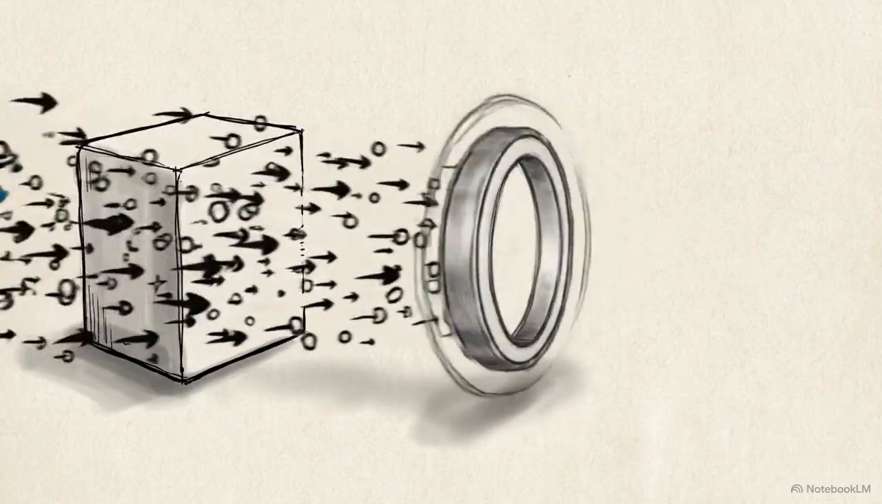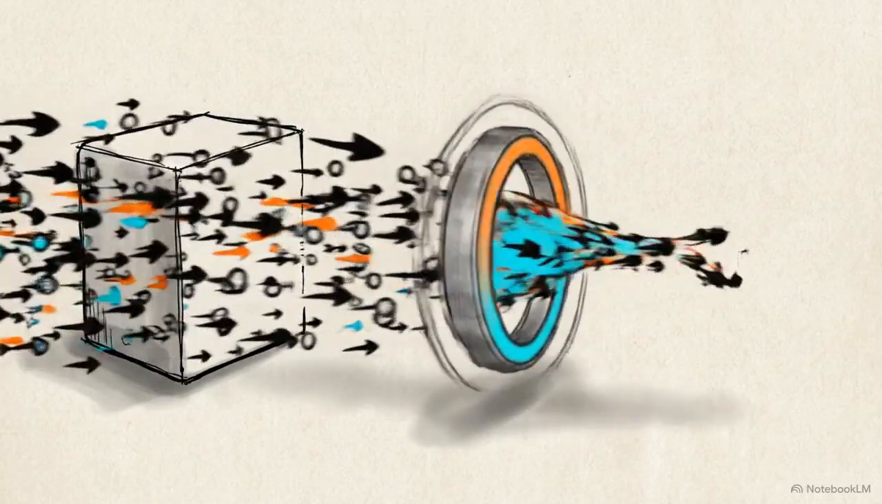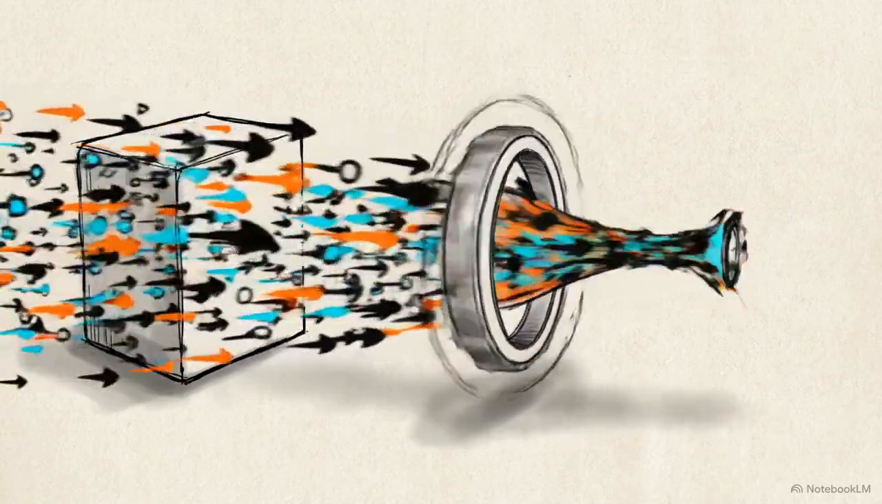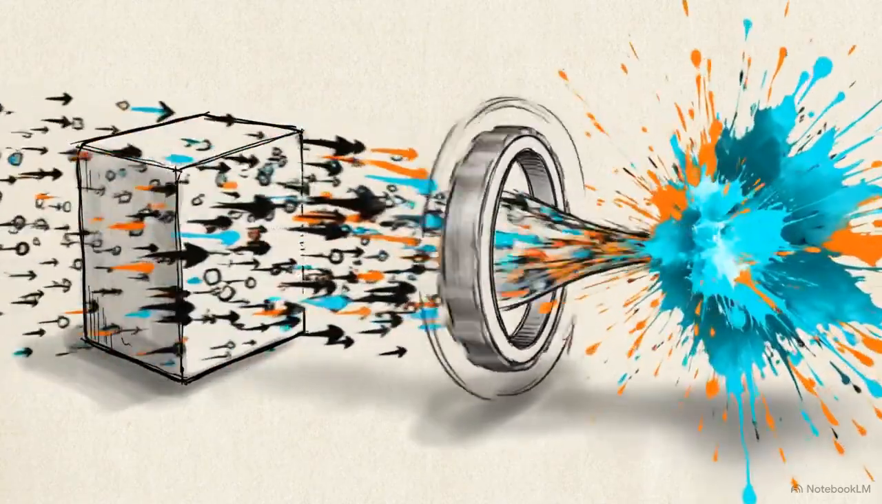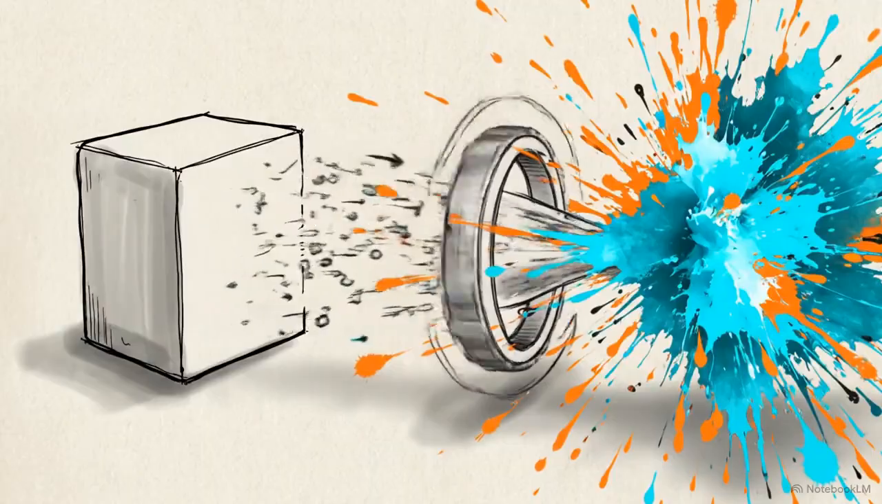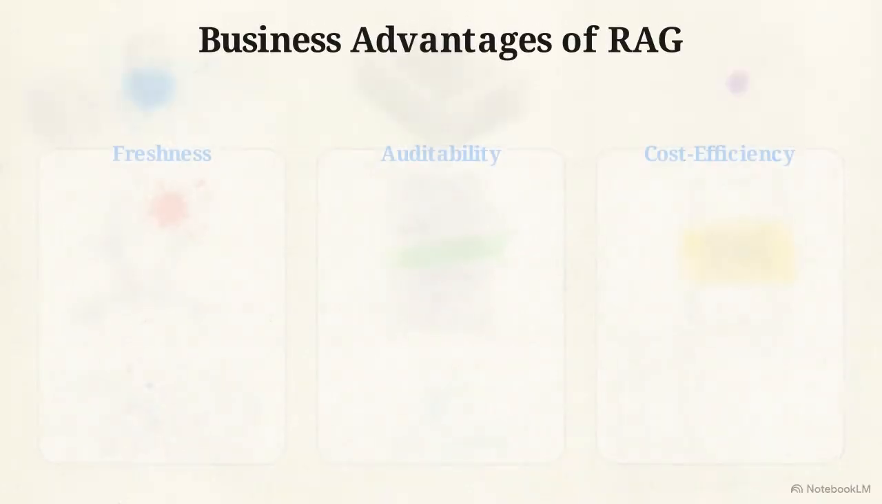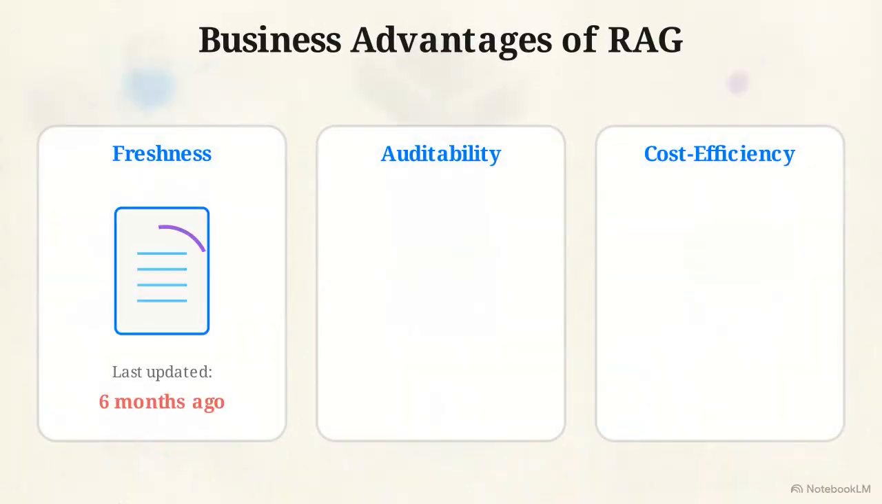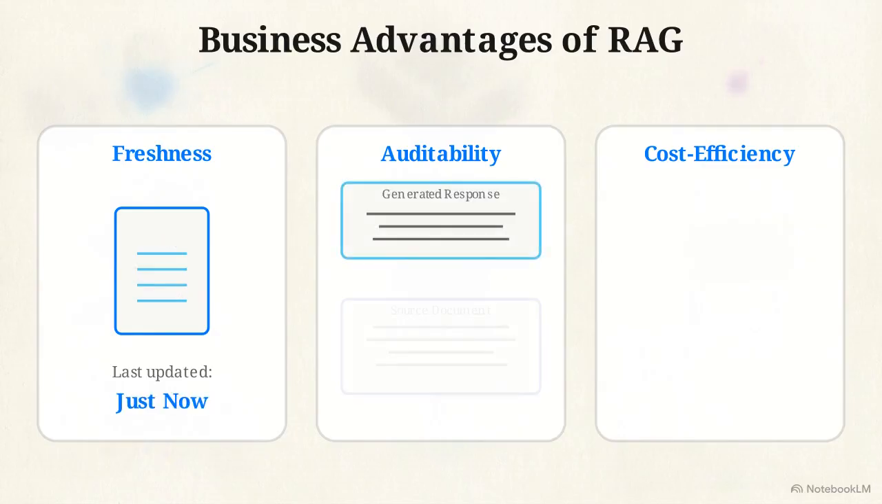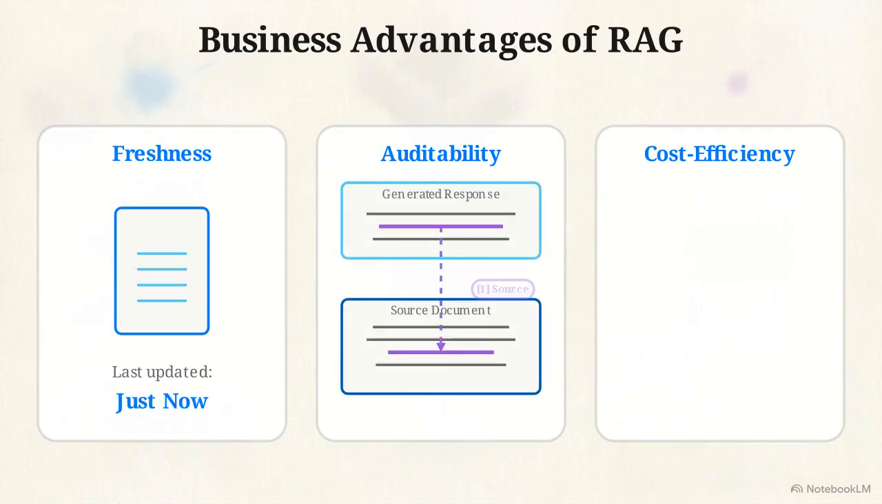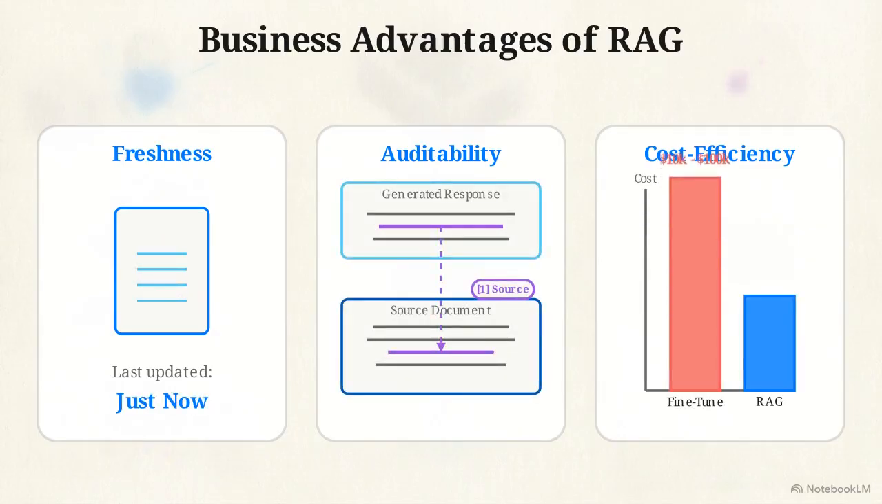This shows the speed of the pipeline in practice. Data moves from raw documents through a mathematical filter into a focused answer in seconds. This architecture provides significant value for any organization. It creates an AI system that is easy to update, provides clear source attribution, and operates at a fraction of the cost of traditional fine-tuning.